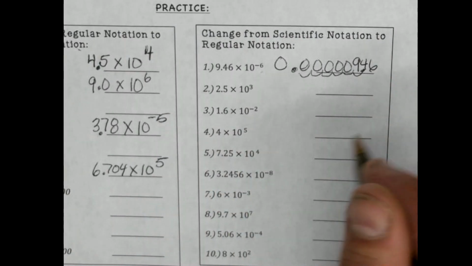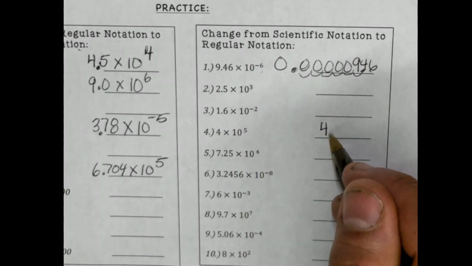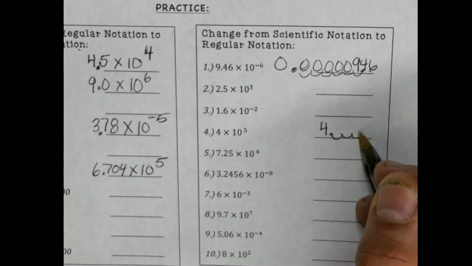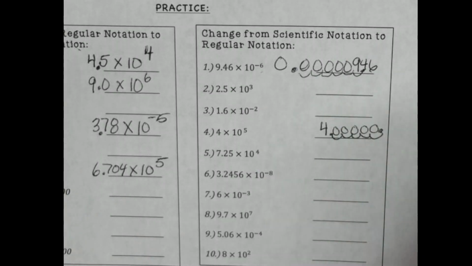All right. One last one, and we'll call it a day. 4 times 10 to the 5th. We're moving it over 5 times. I know the decimal is currently right here, and I'm going to move it over 1, 2, 3, 4, 5. Backfill your zeros. Our answer would be 400,000.